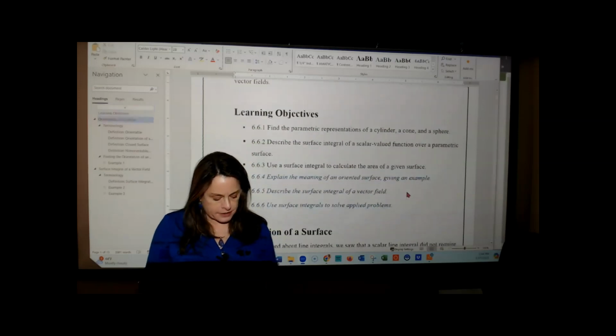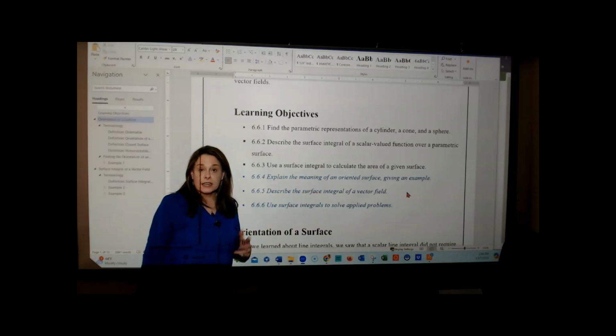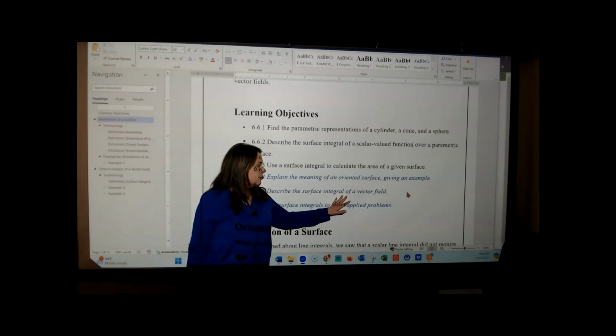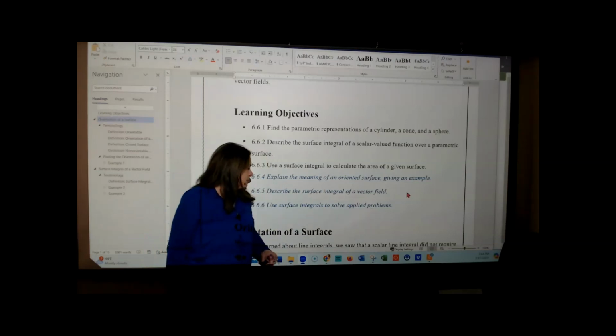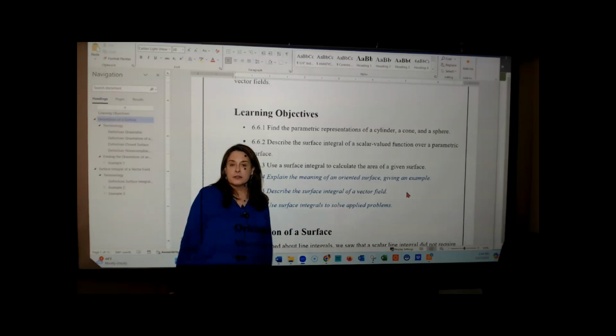Our learning objectives are to explain the meaning of an oriented surface and give examples. Then we want to describe the surface integral on a vector field and use the surface integrals on vector fields to solve application problems. Let's go ahead and get started.